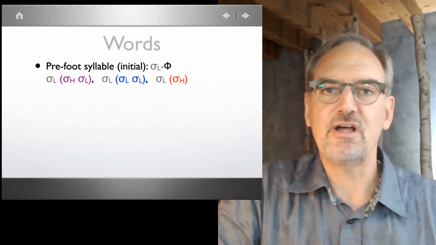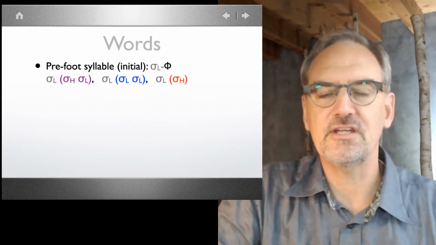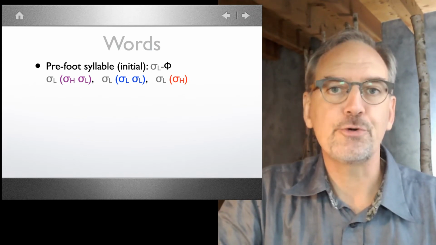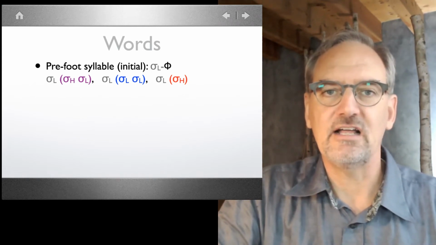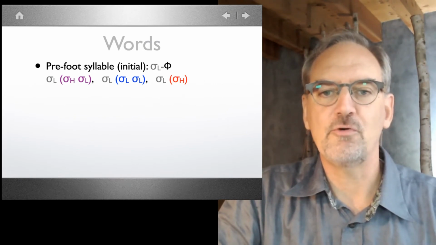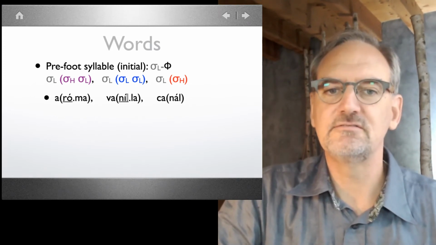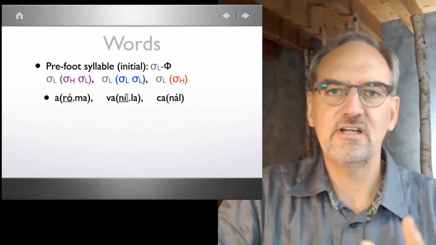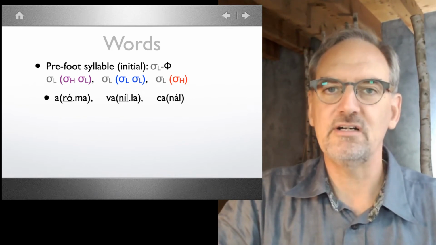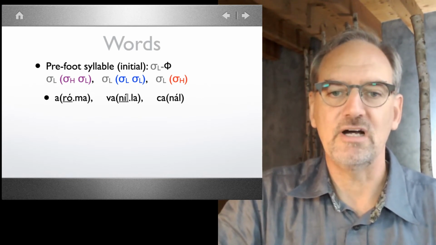Now, in addition to having 1 or 2 feet, I mentioned a few minutes ago that it's also possible for there to be a kind of extra syllable. So there can be a pre-foot syllable, either a light syllable before a bisyllabic foot, or a light syllable before a monosyllabic foot. These are all possible. So in a word like aroma, ro has a branching nucleus. M is a light syllable. Roma forms a foot. And there's this unstressed syllable before it, aroma.